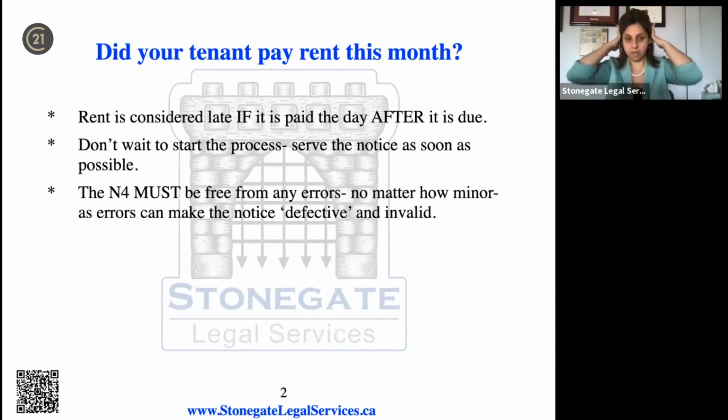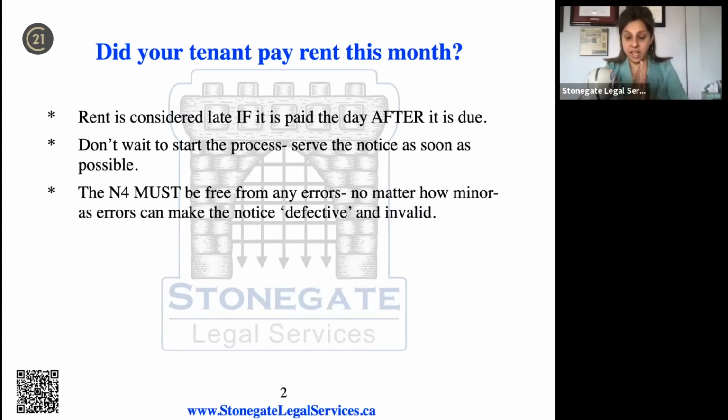So let's talk about whether or not your tenant paid the rent this month. We're going to talk about different types of rent periods, but for the purpose of these slides, we're going to pretend that rent is due on the first of the month. So rent is considered late if it is not paid the day after it's due. I never recommend that a landlord wait in order to go after rent arrears. So don't wait to start the process. Serve the notice as soon as possible.